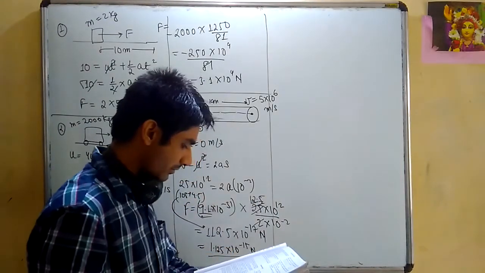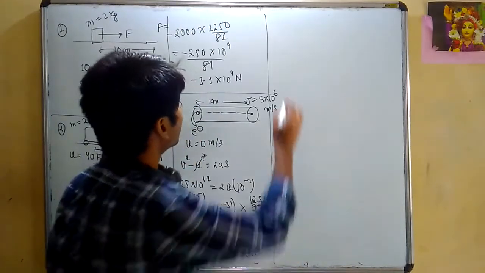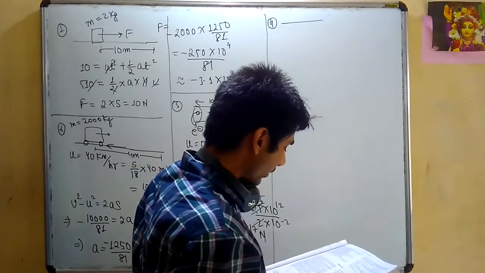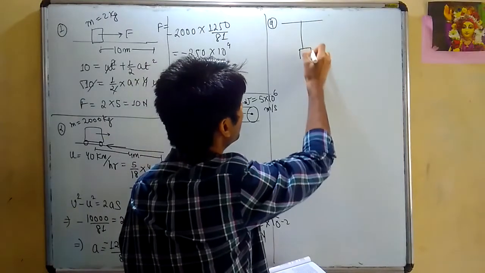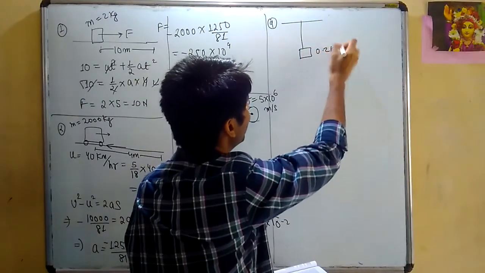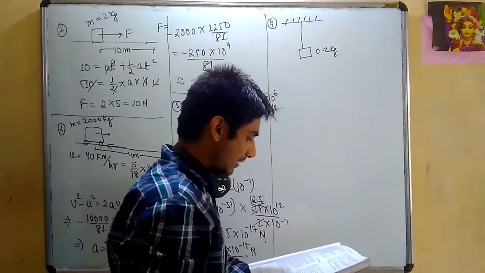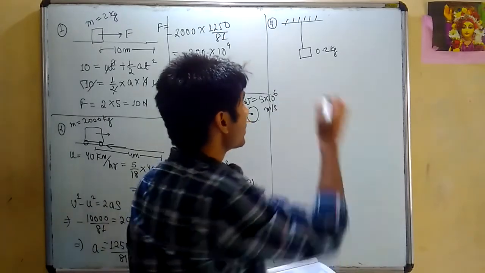Now let us come to question number 4. So here is a ceiling. A block of mass 0.2 kg is suspended from the ceiling by a light string. Light string means the string is massless. A second block of mass 0.3 kg is suspended from the first block through another string. Find the tension in the two strings.